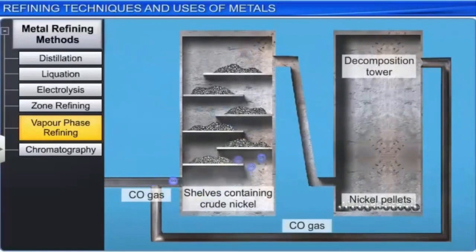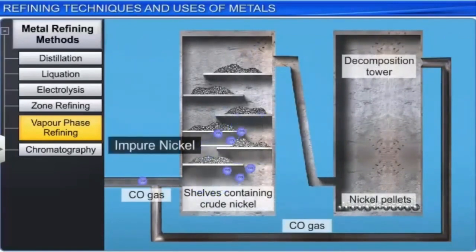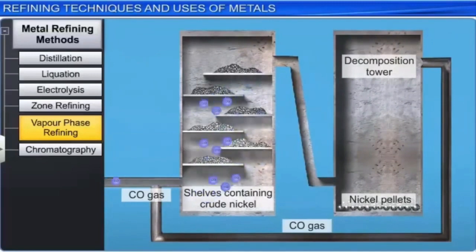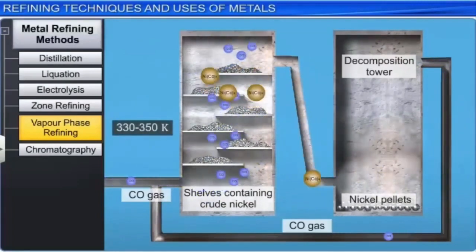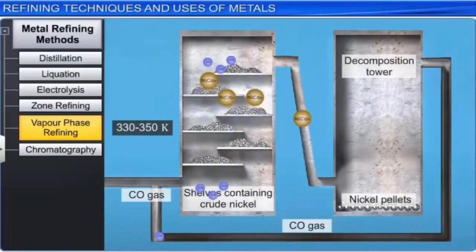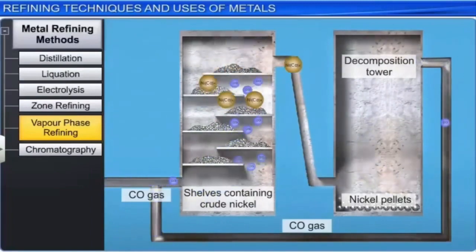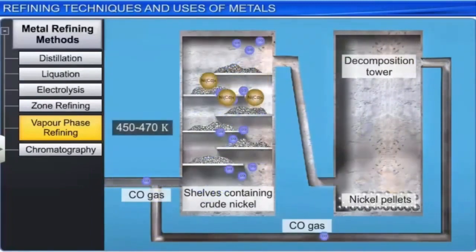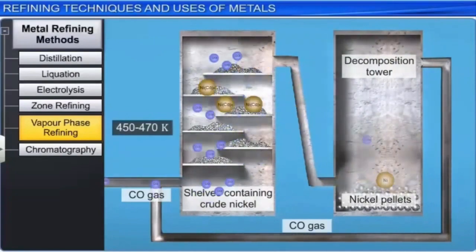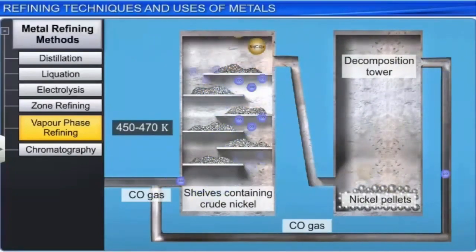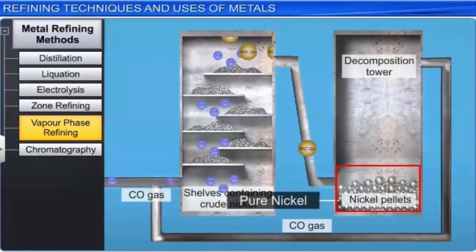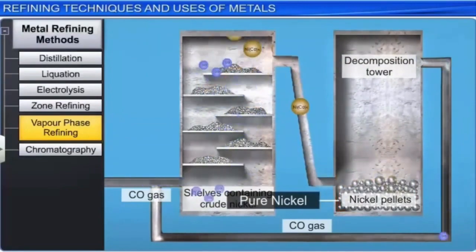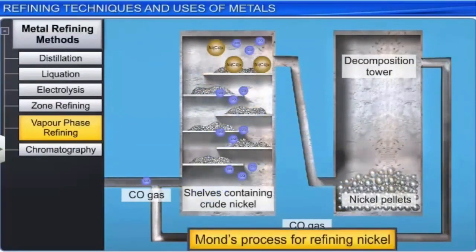Consider nickel in the Mond process. When it reacts with carbon monoxide gas, that is water gas, at a temperature in Kelvin, 330 to 350 Kelvin, the nickel gets converted into nickel tetracarbonyl in the second step. When that nickel tetracarbonyl vapor is heated at 450 to 470 Kelvin, it gets converted into pure nickel, that is nickel pellets, and carbon monoxide gets evolved. This particular process we call the Mond process of refining.